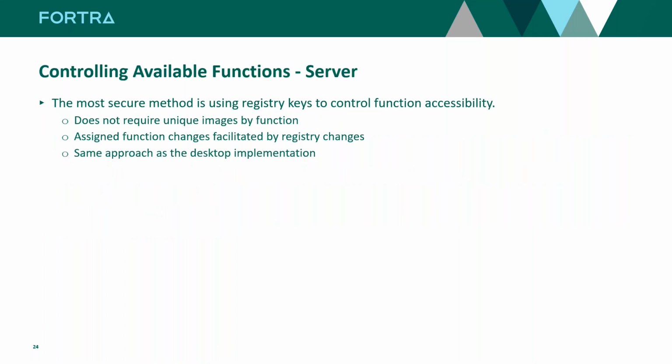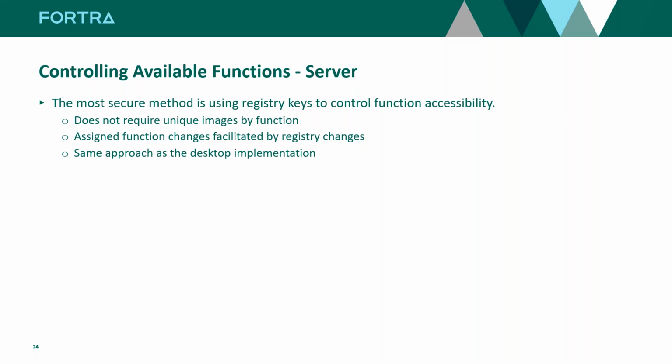Of course, that is one method, but the most secure method, again, is to use registry keys. So in using the images, as we saw in the previous slide, we still have the issue of the user being able to acquire ACS by some other means, be it on a stick or downloading it. And those controls that are on the server would not prevent the user from acquiring the functions from those other images they might acquire. Plus, it doesn't require unique images by function.